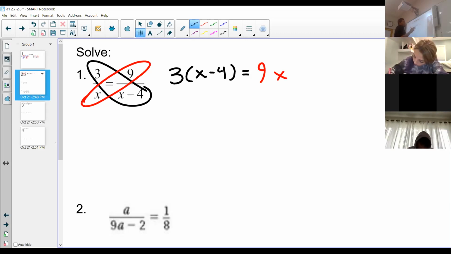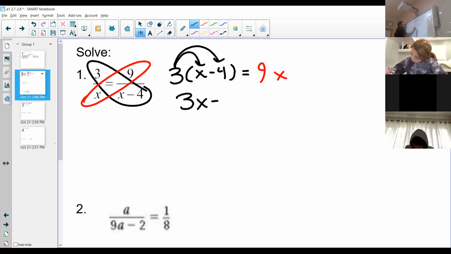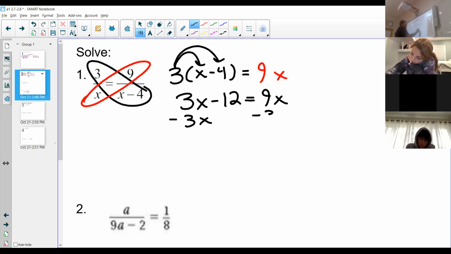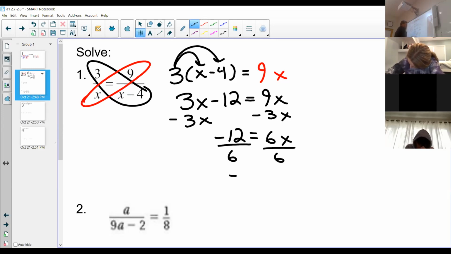From here, I'm going to use my typical algebra strategy. Let me distribute to get rid of the 3. So 3x minus 12 equals 9x. I'm going to move over the smaller x. The smaller x in this case is 3x, so I'm going to subtract 3x on both sides. So I'm left with negative 12 equals 6x. Then I'm going to divide by 6 on both sides. Negative 2 equals x.